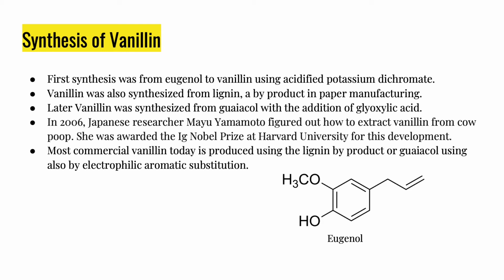After that, vanillin was then synthesized from guaiacol, which is also found naturally in oils from celery seeds, tobacco leaves, orange leaves, and lemon peels, along with glyoxylic acid, which is also a naturally occurring carboxylic acid. Interesting ways to synthesize vanillin are still occurring, as in 2006, Mayu Yamamoto extracted vanillin from cow poop. Roughly 85% of all vanillin produced today is from guaiacol and glyoxylic acid, with 14% coming from lignin, and the remaining trace amounts from naturally produced vanilla bean.